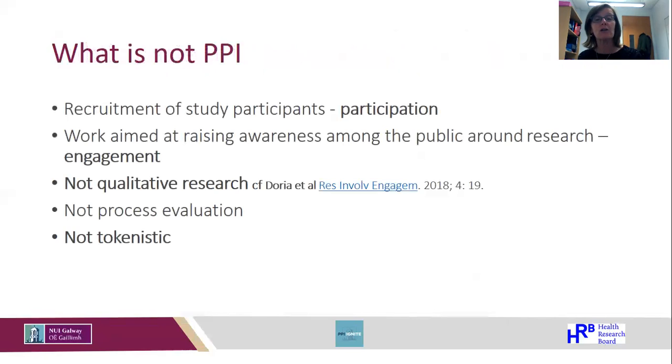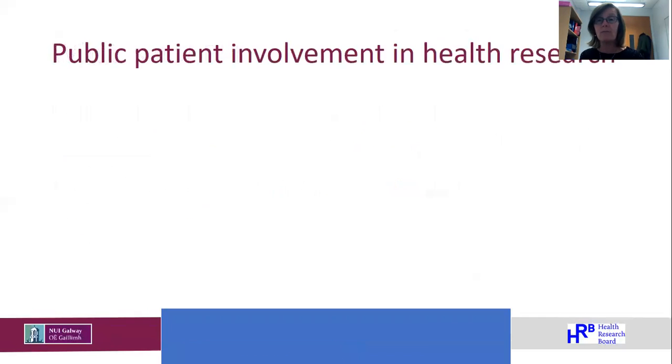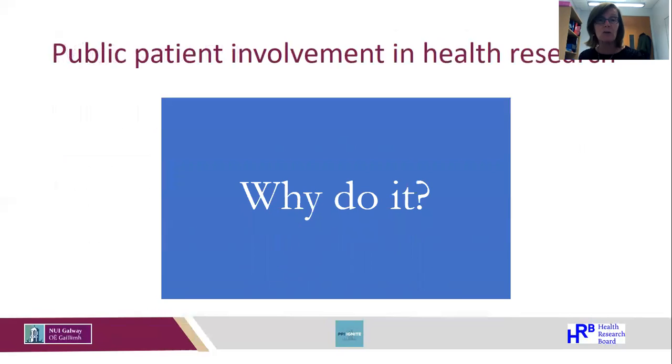Focus groups is a methodology of gathering qualitative data. You use some similar methodologies in working with your PPI contributors, but there is a distinct difference. That reference there, Dory et al., is very good on explaining one from the other. Evaluating processes is not PPI, and it's really important that PPI isn't tokenistic. Bit of a tendency to say we'll put a PPI contributor on our steering committee or we'll write them into our grant application. That's tokenism, and we want to avoid that.